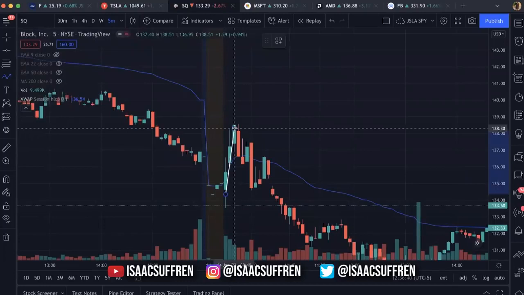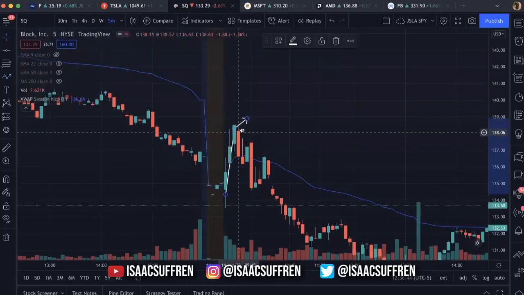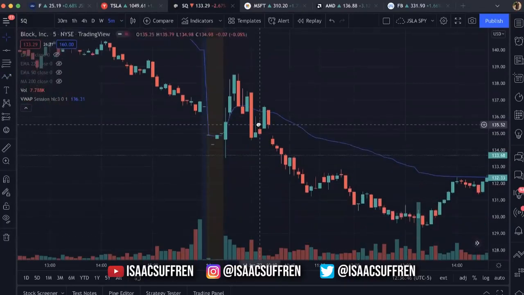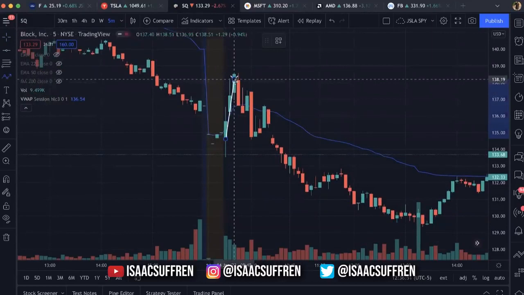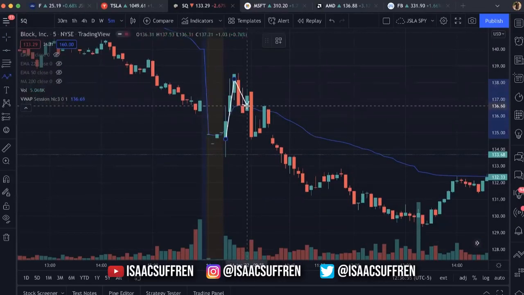I'm making a bag today, right? And look what happened. Look what happened. SQ ran up, as you can see. And then it went back to VWAP. Did it retest VWAP? Yes. Did it bounce off VWAP? No, it did not bounce. And look what it did.